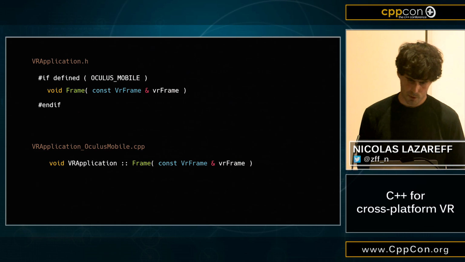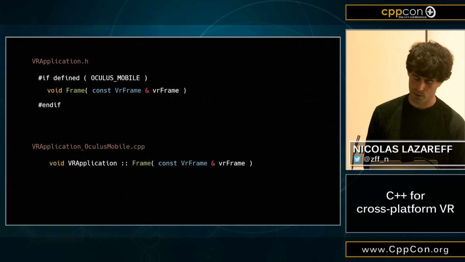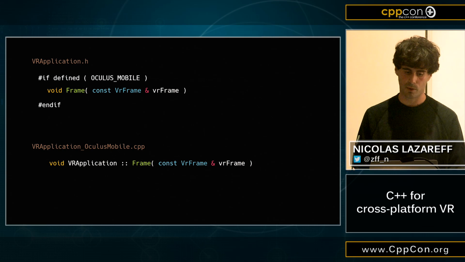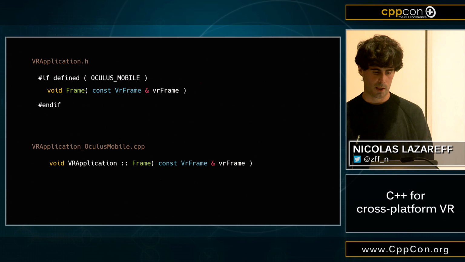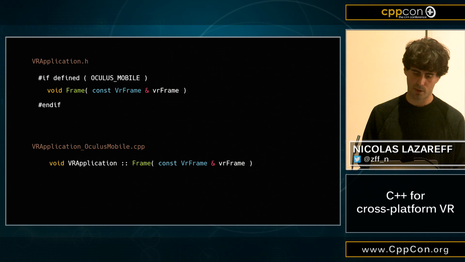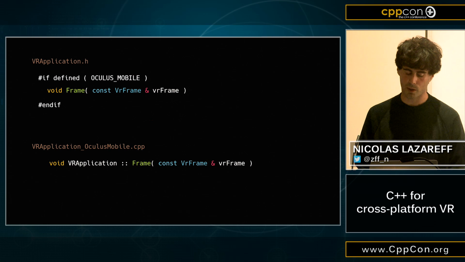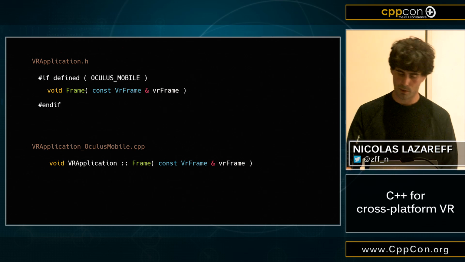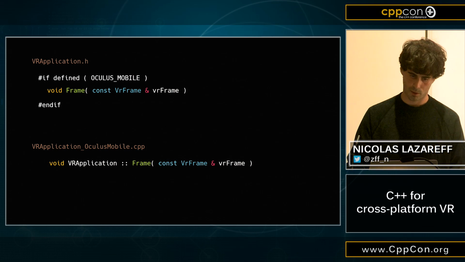So how can we do this structurally? One suggestion is to, rather than have if-defs inside of many files, instead limit the if-defs to the header of VR application. And for each one of the different platforms, we'll make a different translation unit. So here we have Oculus Mobile with the Oculus Mobile specific types, VR frame. And in a separate translation unit, we will define and use that function appropriately.